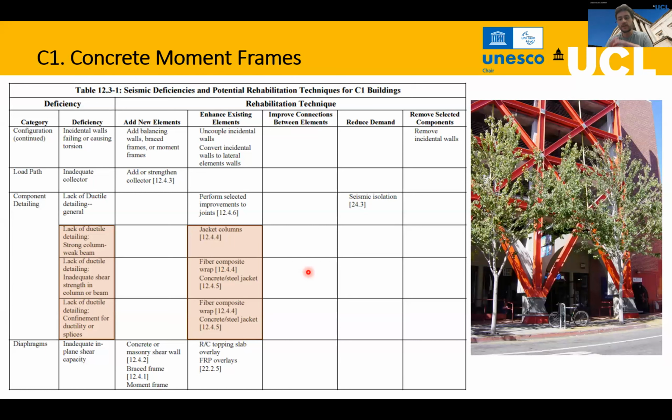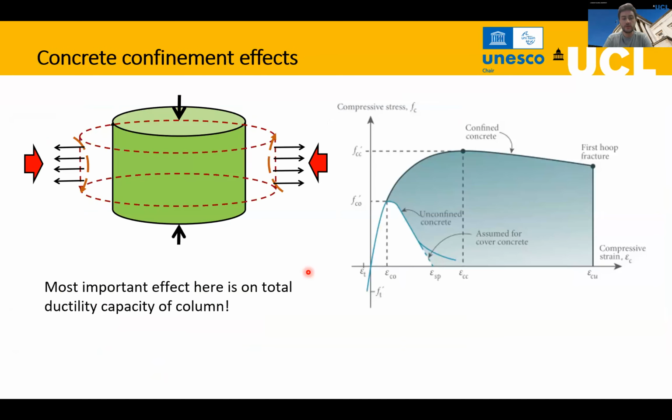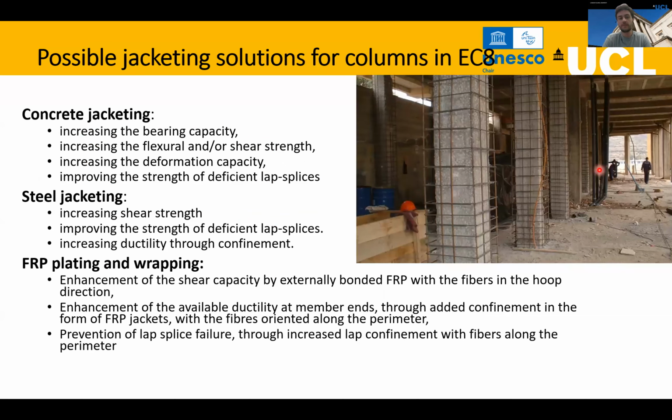And that can be through the jacketing of existing elements. This could be done with concrete, with steel, or with some fiber polymer that can be used, as we're going to see in a moment. So one of the main problems is compression problems. As you know, unconfined concrete, as you can see in this picture, will behave much more poorly in comparison with confined concrete. You can see that the strength is lower, but also the ductility is lower in comparison to the confined concrete. So you can add ductility by confining existing elements. This confinement can be done through concrete, steel, or FRP, as I just mentioned.